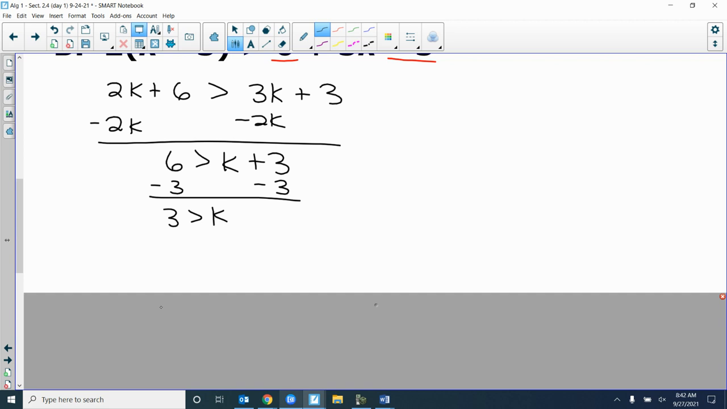We are not allowed to write that as an answer. Remember, it must be pointing the same way, so you got K is less than 3. All right, go ahead and graph that. I just want to do a quick check, make sure you're graphing that right. What type of circle you use, which way it's going.